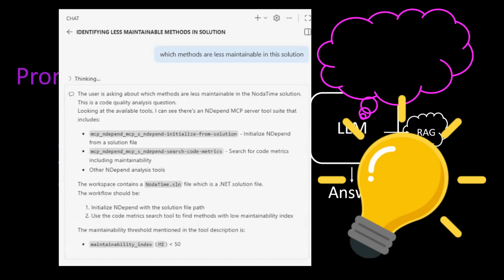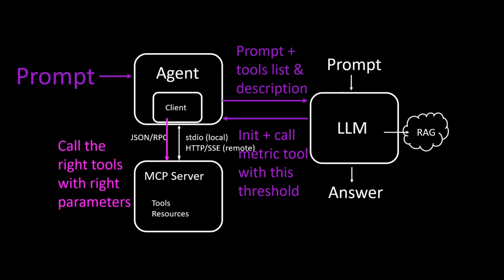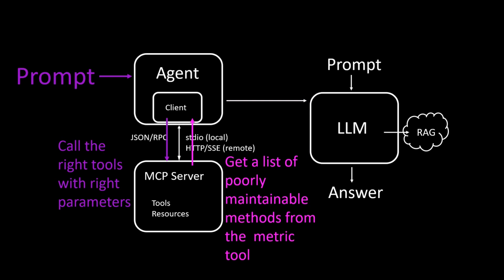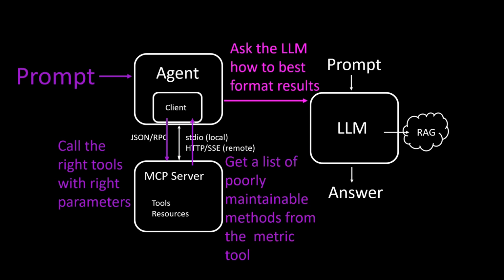This is where the magic happens. The LLM decides the action plan based on the prompt and the available tools. Copilot then calls the appropriate tools and receives back a list of less maintainable methods. Finally, it asks Claude how to best format the result.